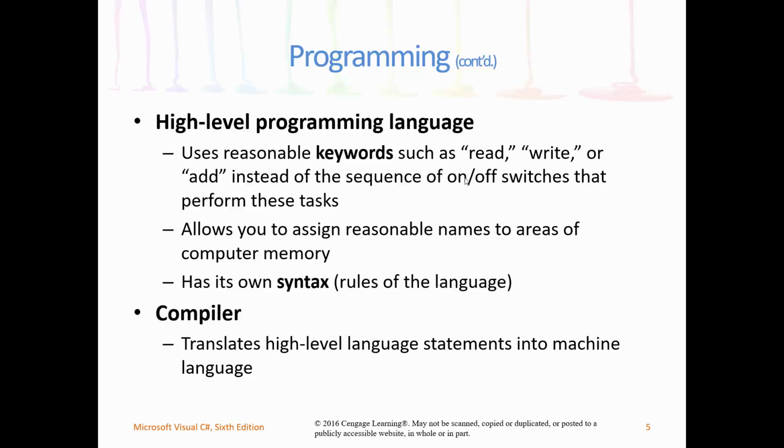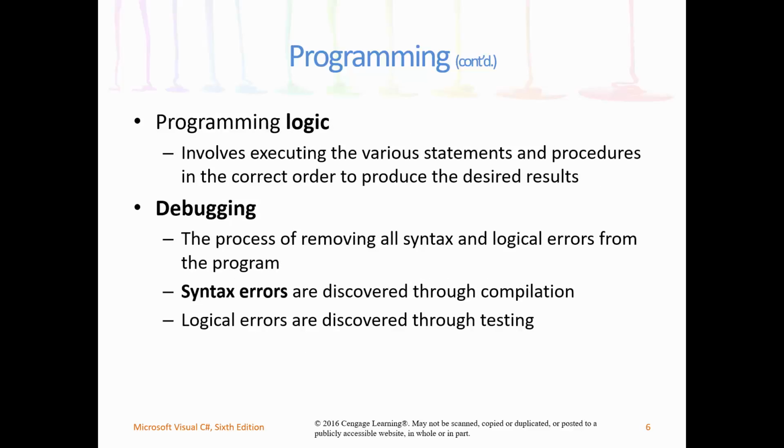All right? Now, to take this high-level programming language, which again is very English-like, and put it into something the computer can understand, will require that you use either what's called a compiler or an interpreter. Now, C Sharp is a compiled programming language. And as it says, what a compiler does is it translates these high-level language statements, and you're going to start seeing them in this chapter, which are very English-like, into the ones and zeros that are machine language. All right?